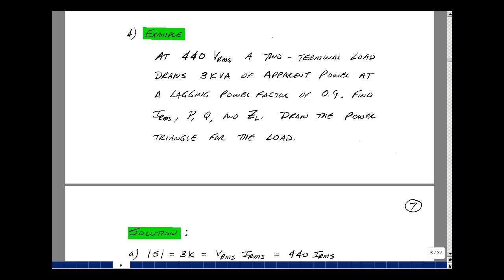Suppose I have a two-terminal element, and I apply 440 volts RMS across its terminals. Suppose that I measure the apparent power drawn by this box, and it turns out to be 3 kilovolt amperes. And then I can measure the power factor and found that it was lagging with a value of 0.9. Could you solve for the magnitude of the current in RMS, the value of P, the value of Q, and Z sub L, the two-terminal element impedance? Could you also draw the power triangle for the load?